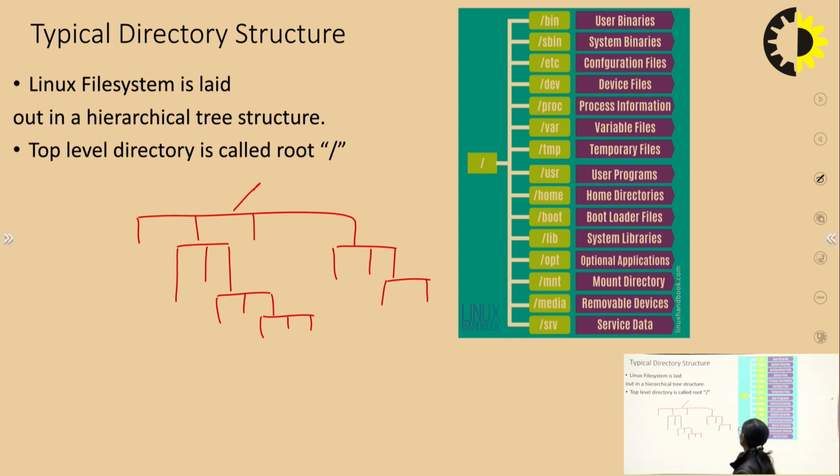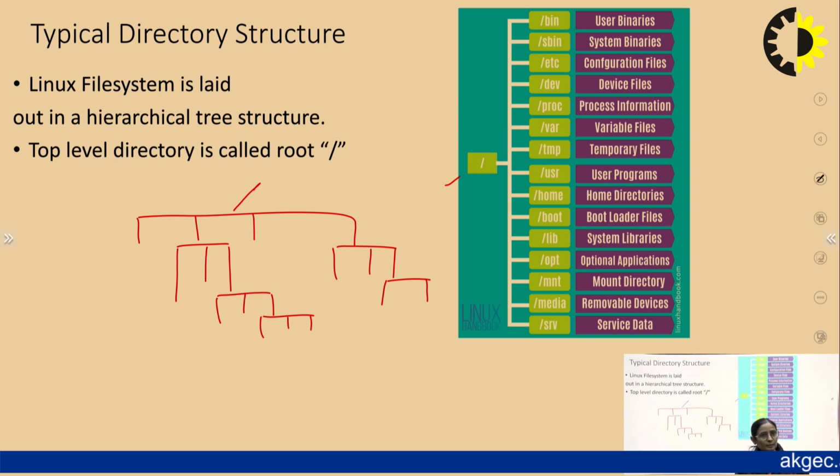So if we look at the figure, we have the root directory, and these are the basic directories which are present in the root. I have the bin directory. This bin directory contains the user binaries. Then I have sbin, which contains the system binary files. I have another directory, that is etc. It contains configuration files related to my system configuration. dev contains the device files. Then I have proc, which contains the process information.